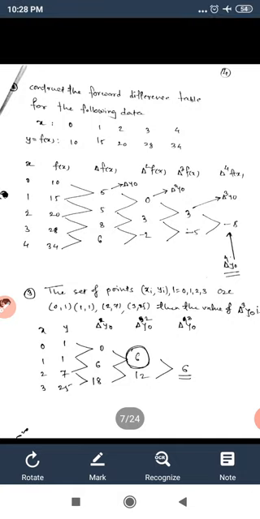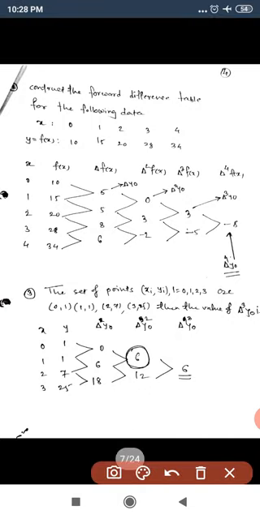Now the first difference is 1 minus 1. 1 minus 1 is 0. 7 minus 1 is 6.